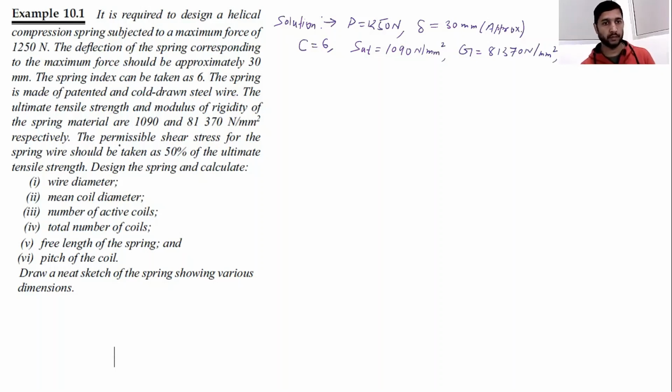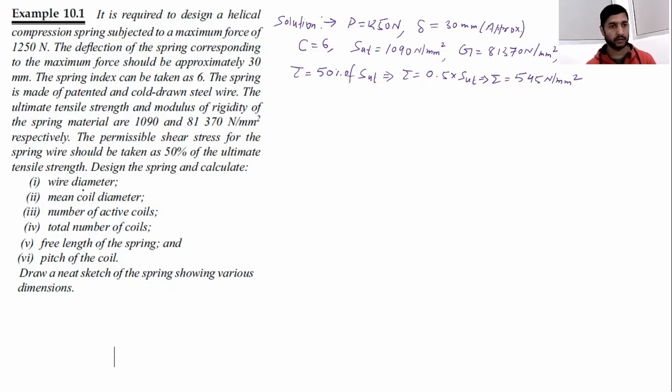And after that, permissible shear stress for the spring wire should be taken as 50% of the ultimate tensile strength. It means permissible shear stress for the spring wire should be taken as 50% of SUT, which means tau will be equal to 0.5 into SUT. So the value of tau will be half of this 1090, so it will be 545 Newton per mm square.